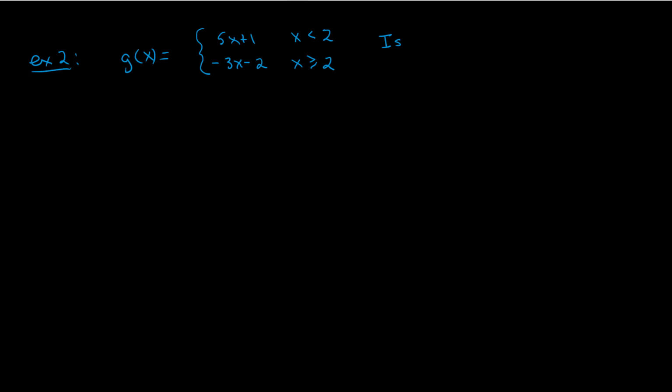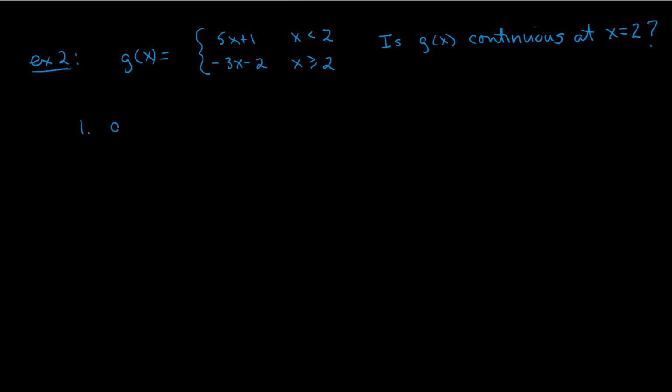So is g of x continuous at x equals 2? It could be continuous elsewhere and not at x equals 2. All we're concerned about in this particular case right now is what's happening at 2. We're not concerned about what's happening at negative 3 or positive 7 or anything like that. Okay, so the first thing we're going to do, we're going to go through our 3 steps.